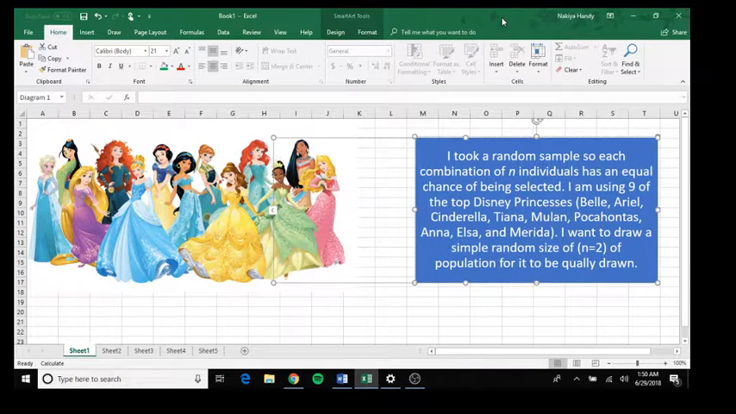Alright, so I chose to do my discussion on 9 Disney princesses. So it says, I took a random sample so each combination of N individuals has an equal chance of being selected. I am using 9 of the top Disney princesses who are Belle, Ariel, Cinderella, Tiana, Mulan, Pocahontas, Anna, Elsa, and Merida. I hope I'm saying that right.